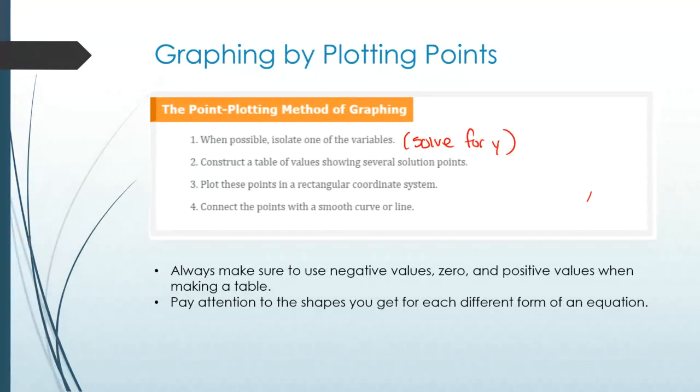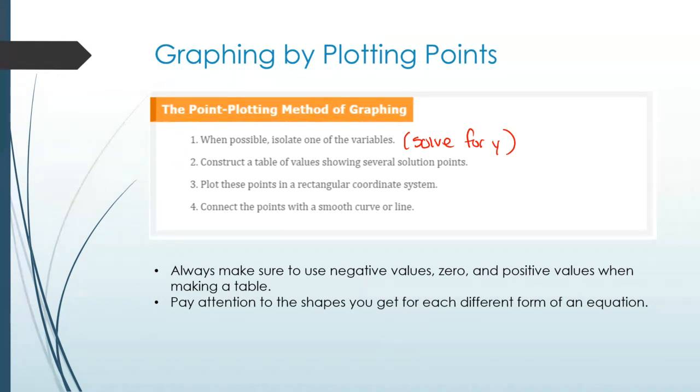Then we construct a table of values. And when you construct that table, you can pick any x values you want, and then you plug them in to find the y value. And then you just plot the points, the ordered pairs, and then you connect them. And that's how we graph by hand. When you're making a table, always make sure you're choosing negative values, 0, and positive values. So you don't want to choose just positive numbers. You want to make sure you're on both sides.